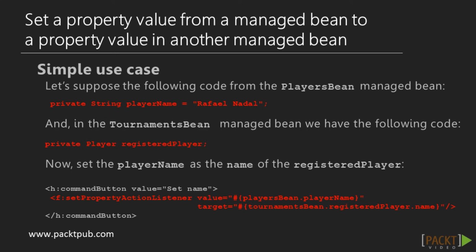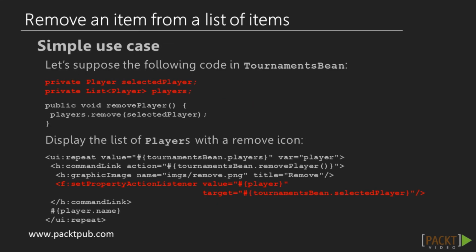Here we have a pretty similar case, only that this time we have two managed beans. And we use the setPropertyActionListener to set a property value from the player's bean to a property value in the tournament's bean. Now we know that setPropertyActionListener allows us to set a property value directly in a managed bean before executing an action method. Based on this behavior, the setPropertyActionListener can be used in combination with command button or command link for setting the user selection from a list of multiple options before further processing.